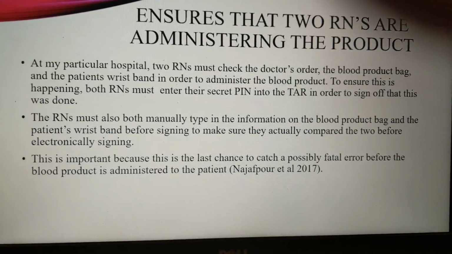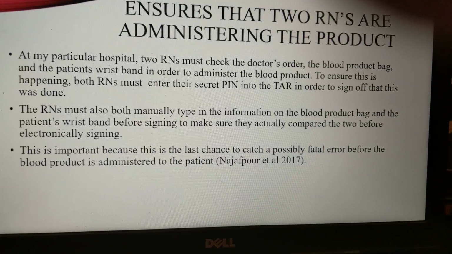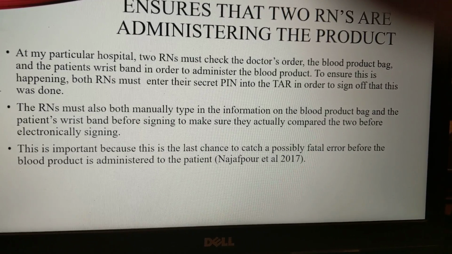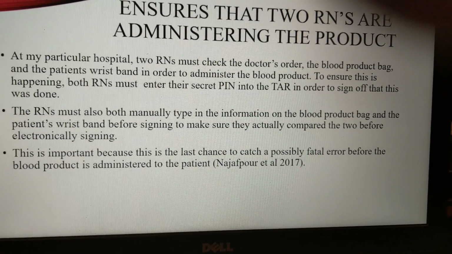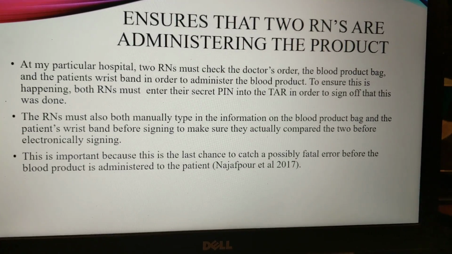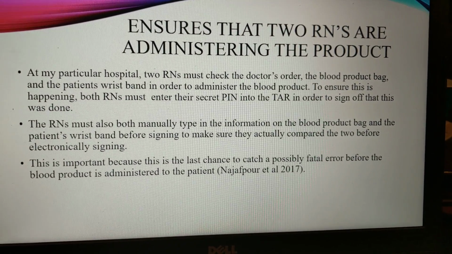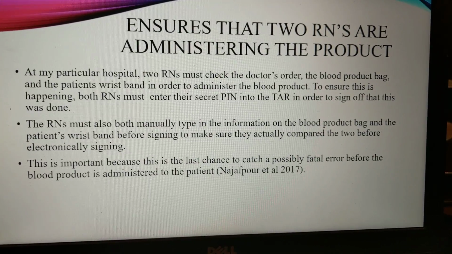This is like our electronic signature. The RN must also manually type in the information on the blood product bag and the patient's wristband before signing, to make sure they are actually compared to two before electronically signing. So we have to look at the codes, and the ABO and the patient's name and everything, and we have to type in all this information to make sure it matches.